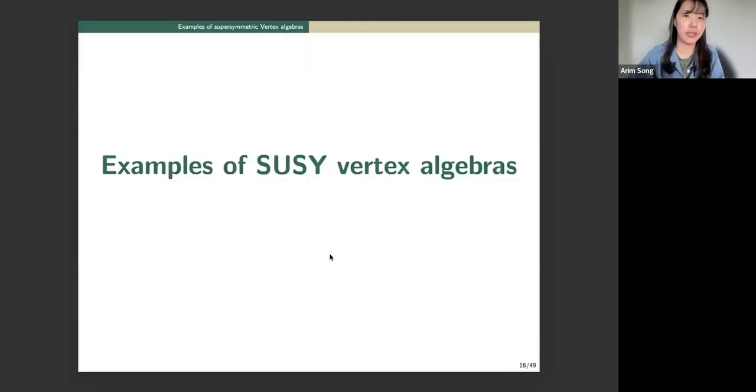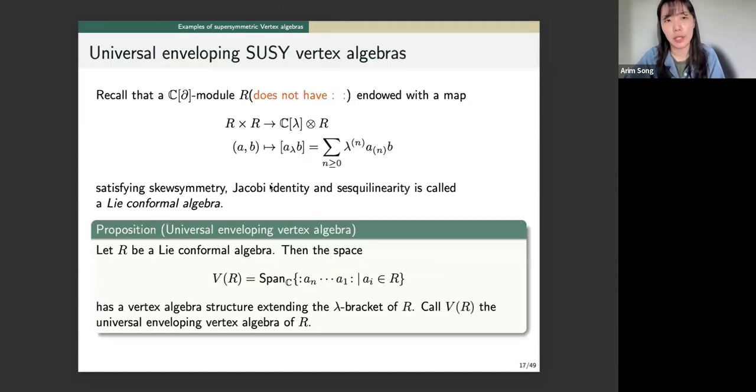Okay, now we'll see more examples of supersymmetric vertex algebras. To see more examples, I'll introduce the notion of universal enveloping supersymmetric vertex algebras. In vertex algebra theory, the universal enveloping vertex algebra is something analogous to the universal enveloping algebra of a Lie algebra.